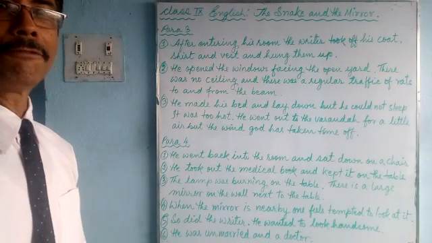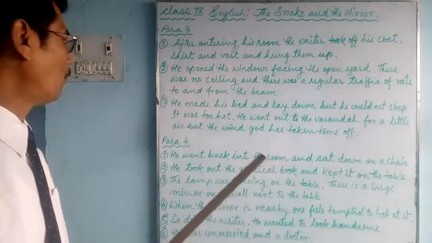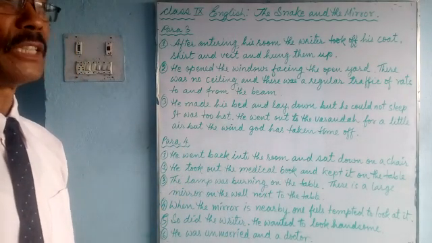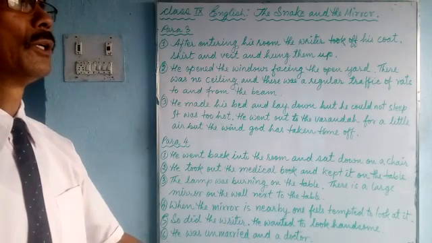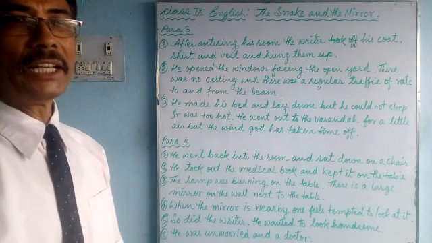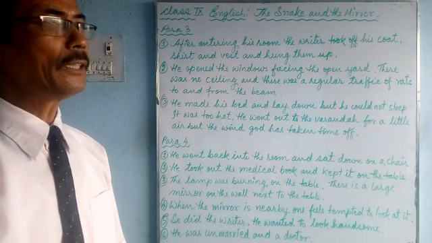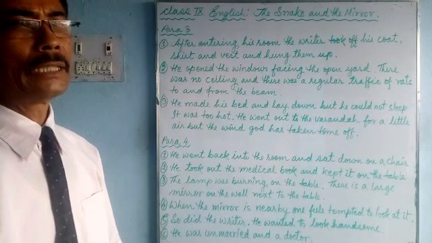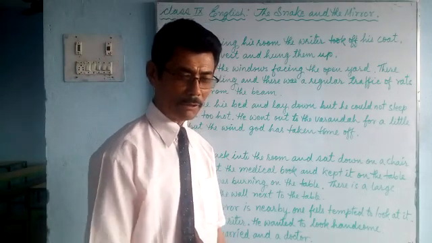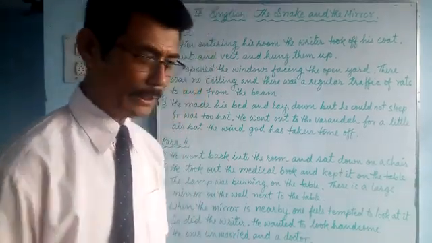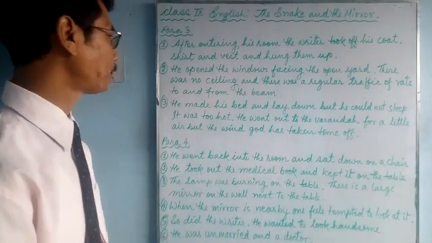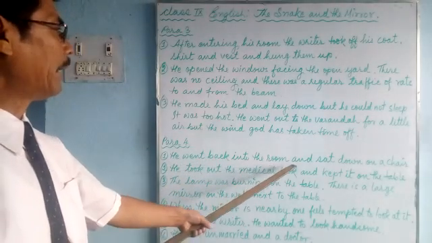Now we are going to paragraph 4. What happens in paragraph 4? He went back into the room again, since the wind was not blowing and not a single leaf was moving. He opened the drawer, took out the medical book, and kept it on the table. He pulled the chair and sat down in front of the table.